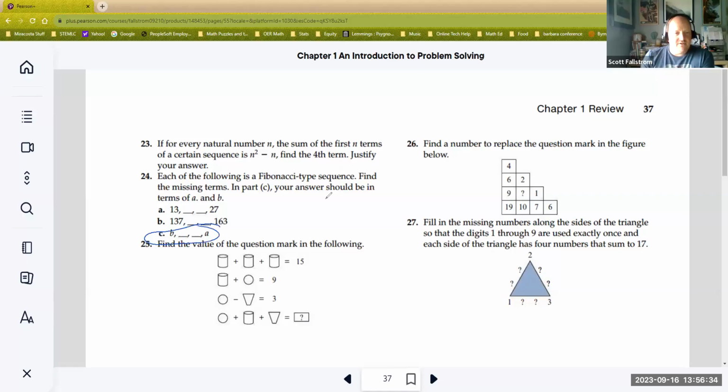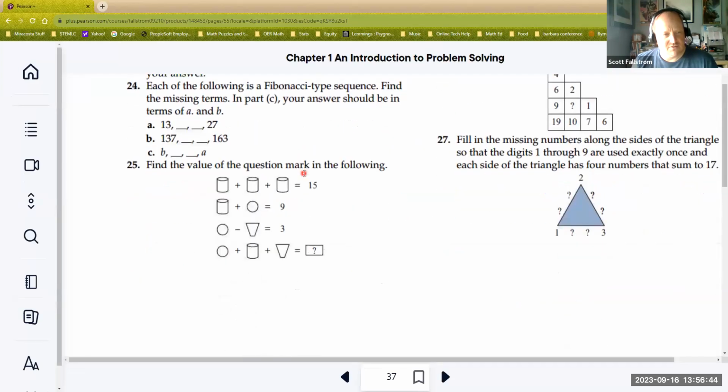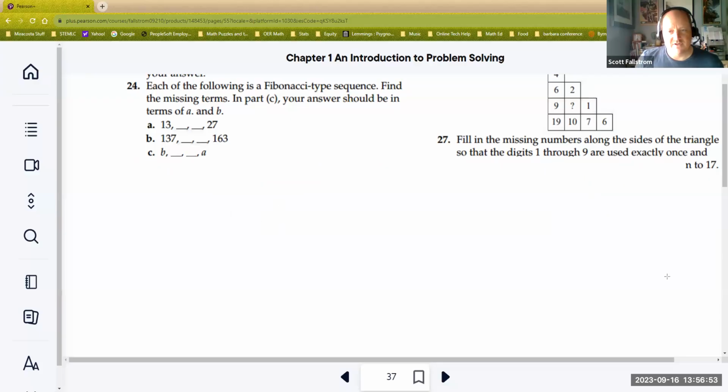Okay, so part C. Now this one is maybe a little funky, if you will. It says it is a Fibonacci style sequence. And so let me zoom in just a little bit and then scroll down. So there it is. Okay, Fibonacci sequence. So if I was looking at this, I'm probably going to need to give myself a little white space here.